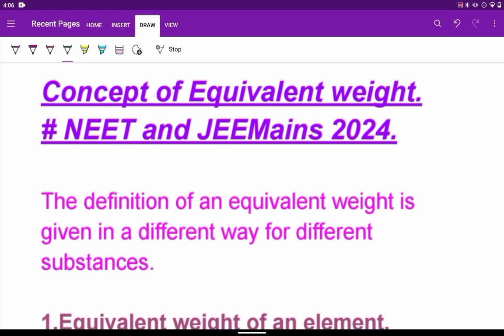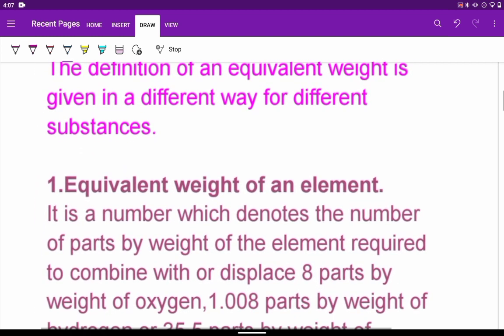Now, as per the definition, equivalent weight will be given in a different way for different substances, like whether it is a salt, a base or an acid. When the sample we have taken differs, the definition of equivalent weight will also differ with that particular substance. It is different for different substances. Now, we'll see one by one.